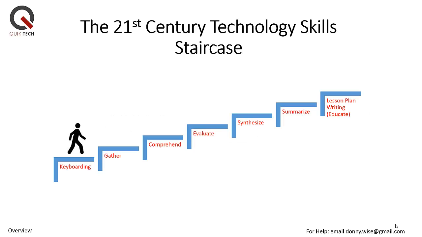I'd like to give you the structure of this entire course. You'll notice there are 7 steps here, and I call this the 21st century technology skills staircase. If you get this model in the next 15 lessons, and you come away with nothing else except this staircase, you will have a very solid mental model of how to teach your students technology, no matter what grade your students are in. So let's go through each of these steps. First is keyboarding. Second is gathering, that's searching. Third is comprehending, evaluating, synthesizing, summarizing, and lesson plan writing.